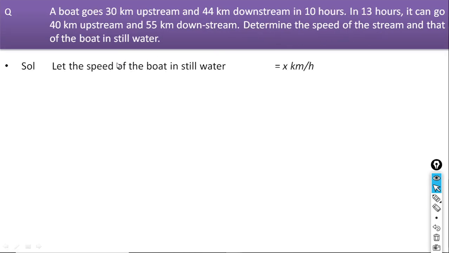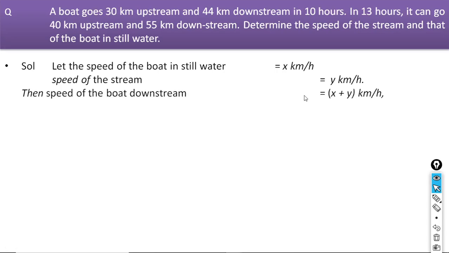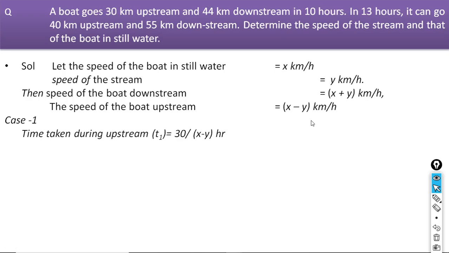So we consider that the speed of the boat in still water is x km per hour and the speed of the stream is y km per hour. So when you go downstream, speed will be x plus y, and when you go upstream, speed will be x minus y. In the first case here, first we find the time taken during upstream.